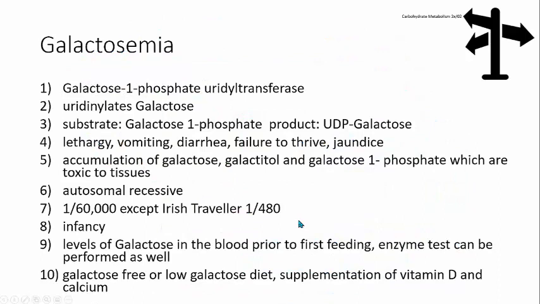Another carbohydrate metabolism disorder is galactosemia. In galactosemia, uridyl transferase is an important step in the uridylation of galactose. It results in an accumulation of galactose, galactitol, or galactose 1-phosphate. These products are actually extremely toxic to the tissues. So without the ability to uridylate the galactose, we are unable to clear them from our tissues and send them out in the urine.